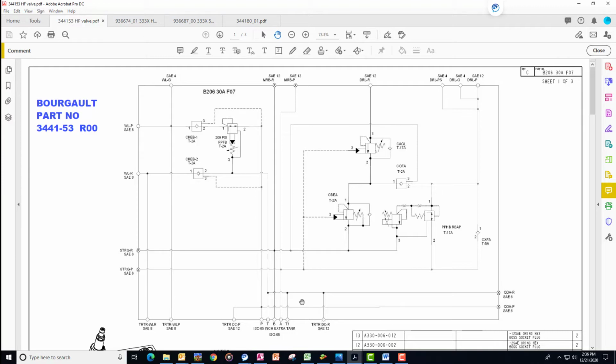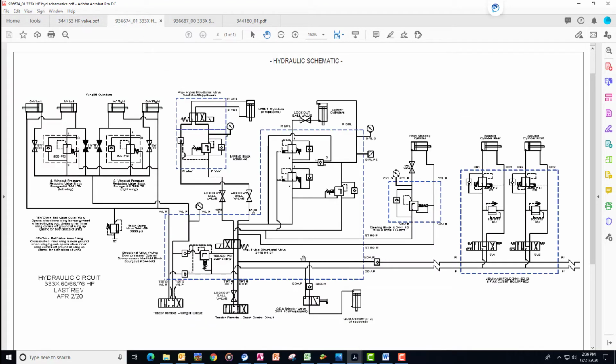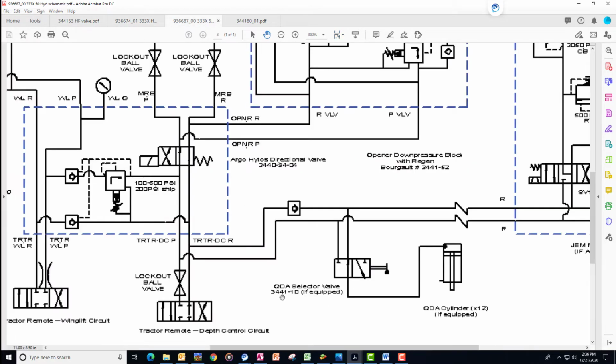Very simple circuit. The standard valve configuration is virtually identical. The only difference is we peel off the oil before the valve. So we take our pressure oil before the valve and send it to the QDA selector valve. There is a one-way check on the way back on the return side. That makes it so you cannot run the oil in the wrong direction. You have to make sure oil is running in the proper direction from the tractor for the QDA system to work. It's a very simple selector valve.